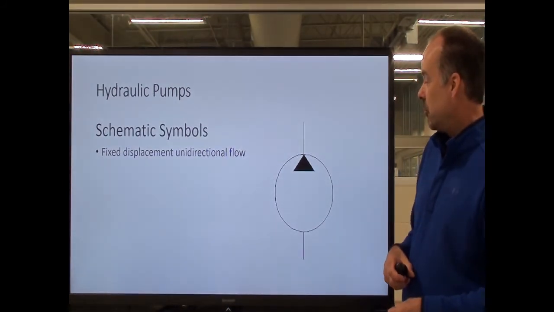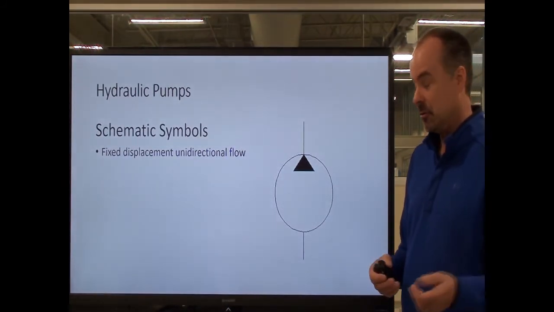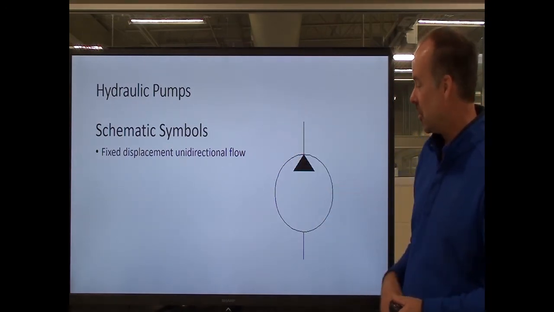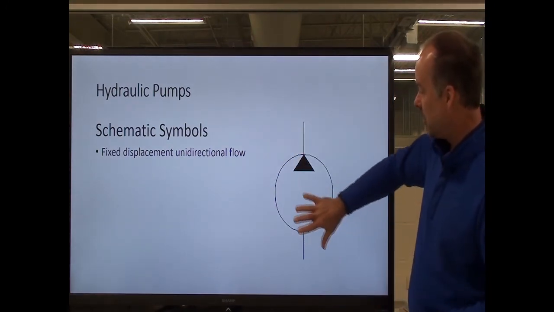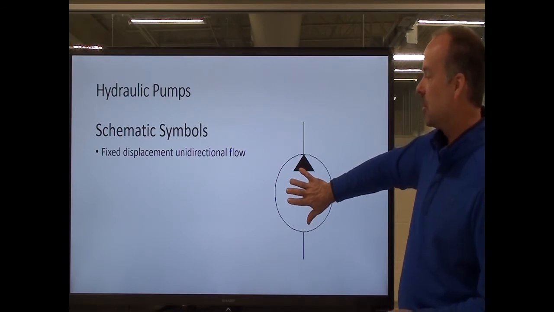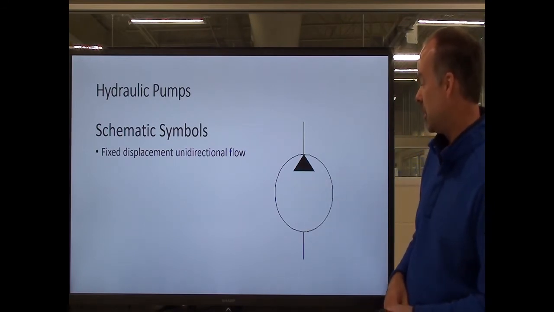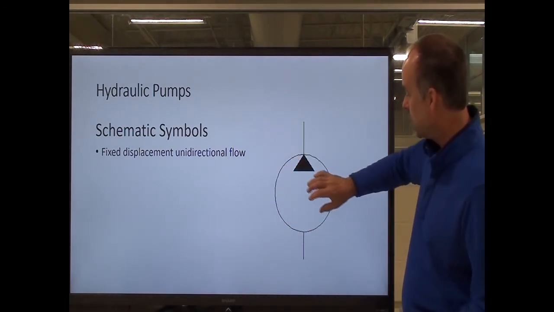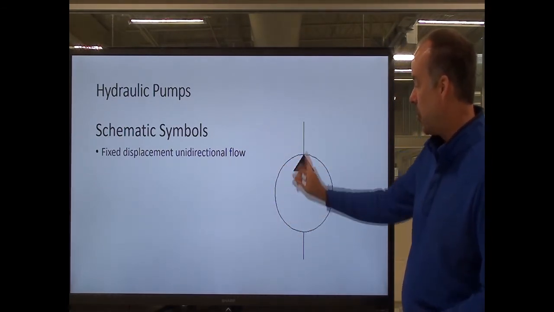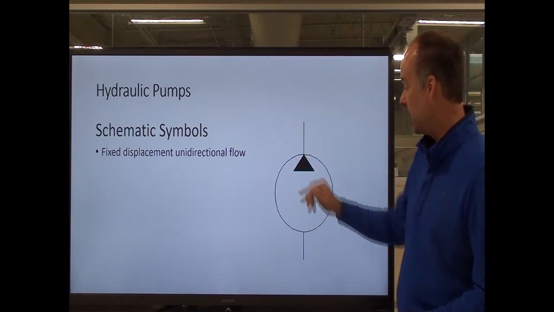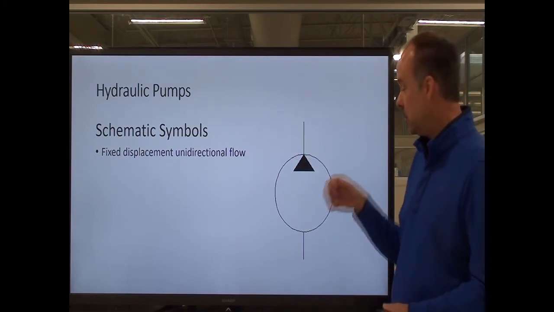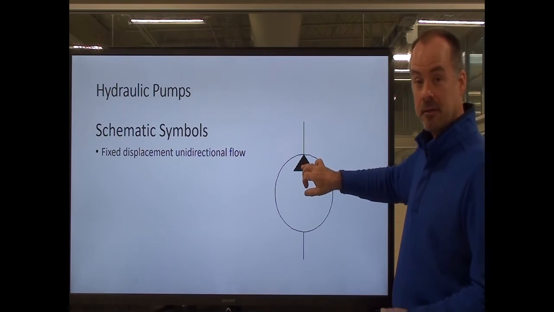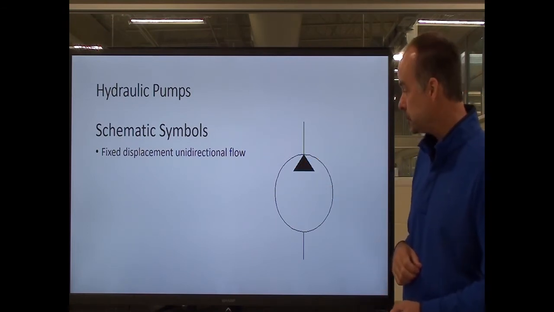Schematic symbols. If you go back to our original design, our original symbol print that I showed you at the start of this presentation, this is a fixed displacement hydraulic pump, unidirectional. And what makes this a pump is I've got a circle here, and I've got this arrow, or this triangle, pointing out. That tells me it's a pump. And with this being colored in or solid, that tells me this is a hydraulic pump.